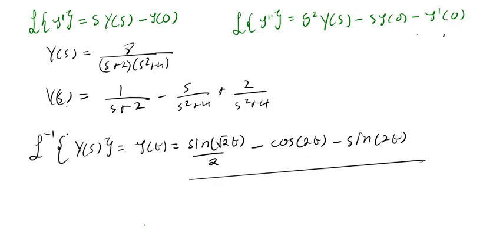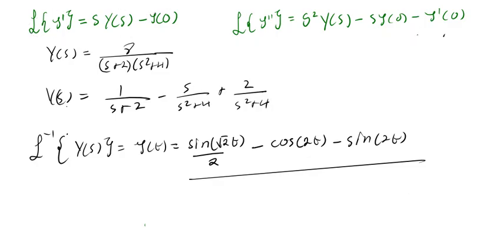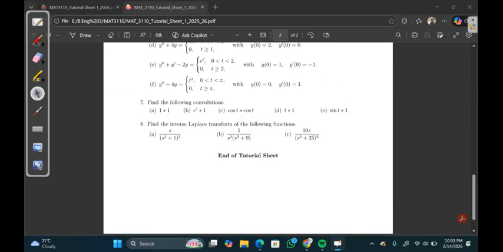So all you have to do is to always remember that finding your Laplace transform is very easy, but it doesn't end when you find your Y of s, when you make it the subject of the formula. It ends when you find the inverse of this one to get your y of t, because that is what you are looking for. Okay, so that was that about question 3. So there are 8 questions remaining.